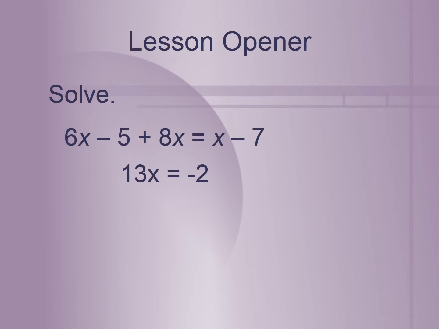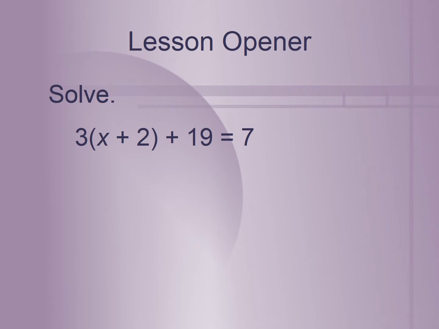So here's a little bit more complicated one. We have 6x minus 5 plus 8x equals x minus 7. So 6x plus 8x is 14x. And then I subtract x on both sides. So 14x minus x is 13x. And then I'm going to add 5 to both sides. So negative 7 plus 5 is negative 2. And then I'll divide both sides by 13. And then I get negative 2 over 13.